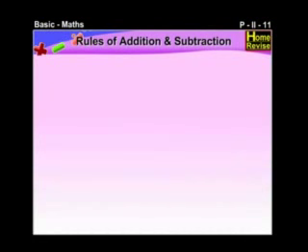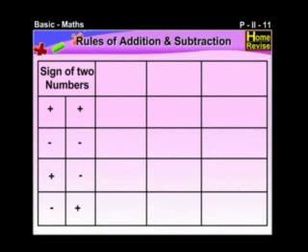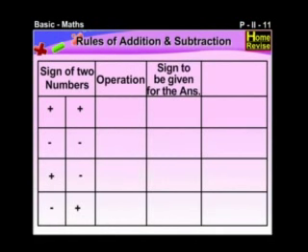Rules of addition and subtraction. Observe the table. In the first column, sign of two numbers, that is plus plus, minus minus, plus minus, minus and plus. In the second column, operation, that is addition or subtraction. In the third column, sign to be given for the answer, that is plus or minus. And some examples are there. Now see the first rule.